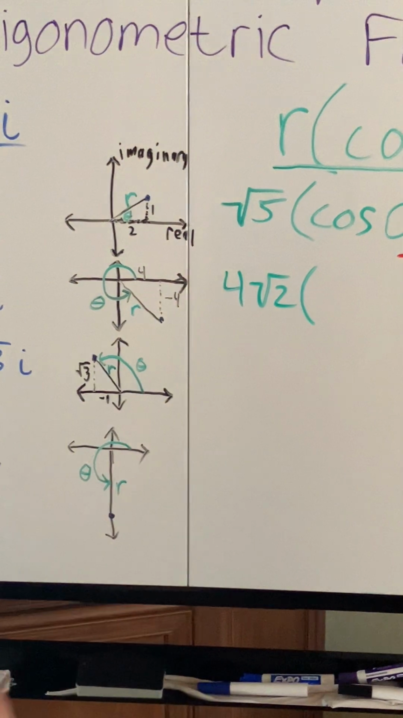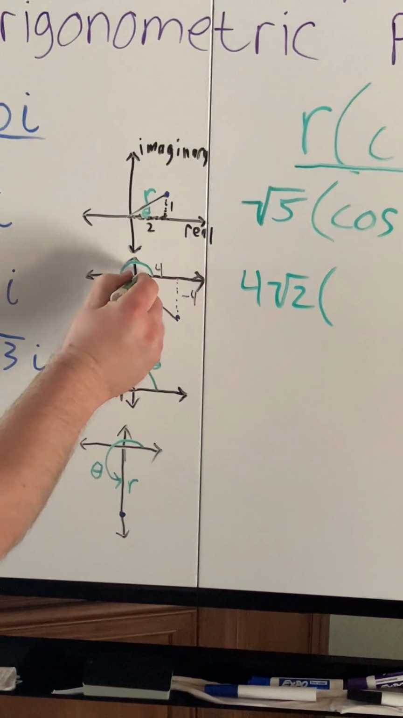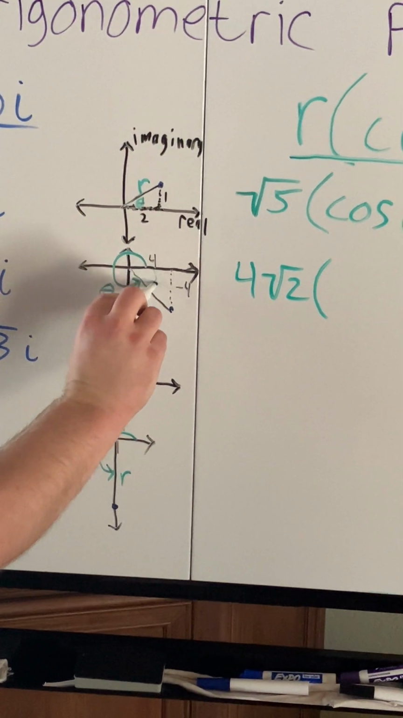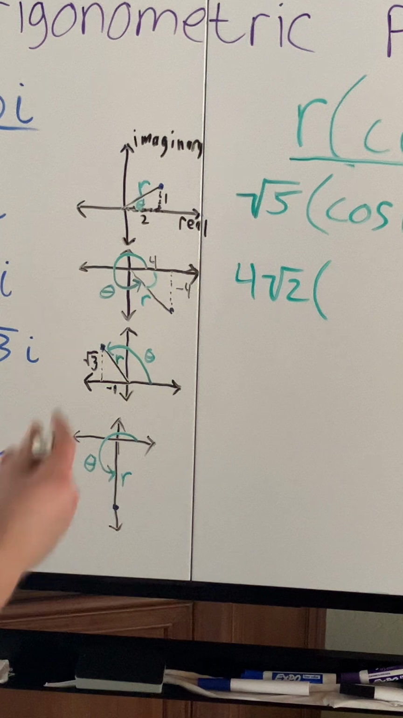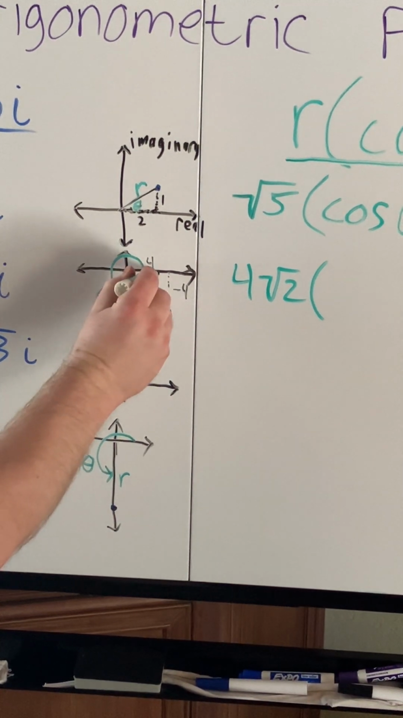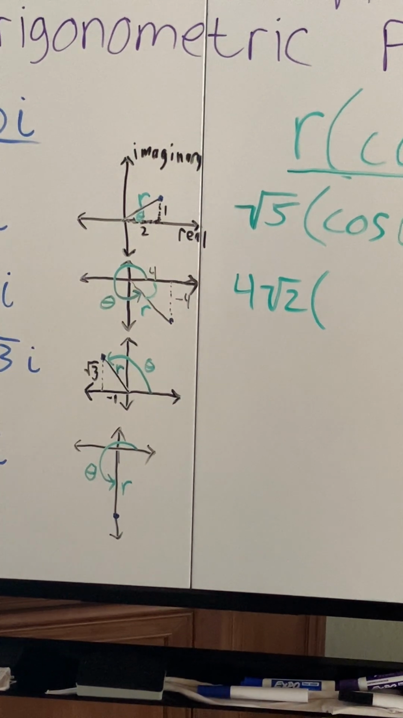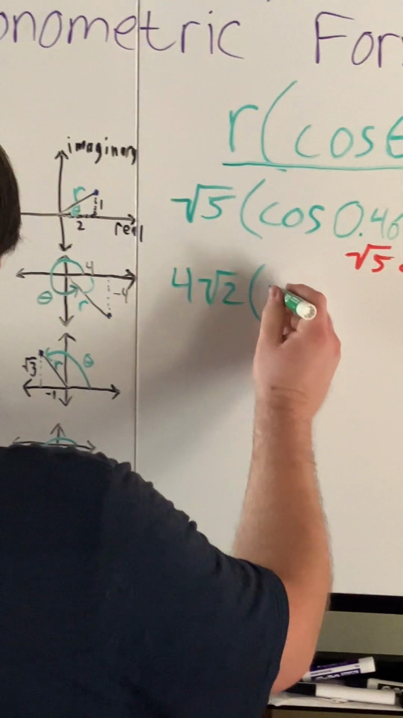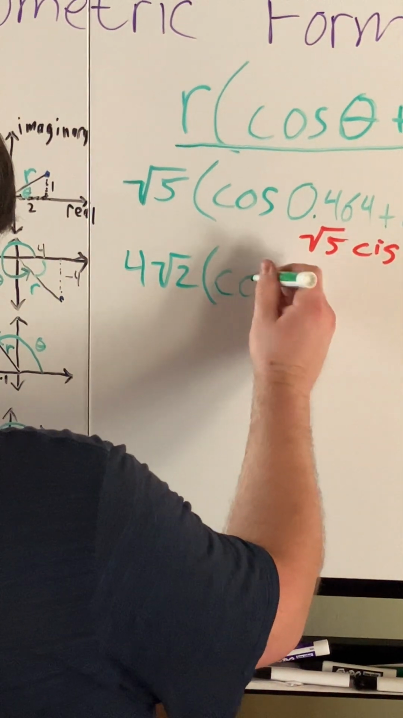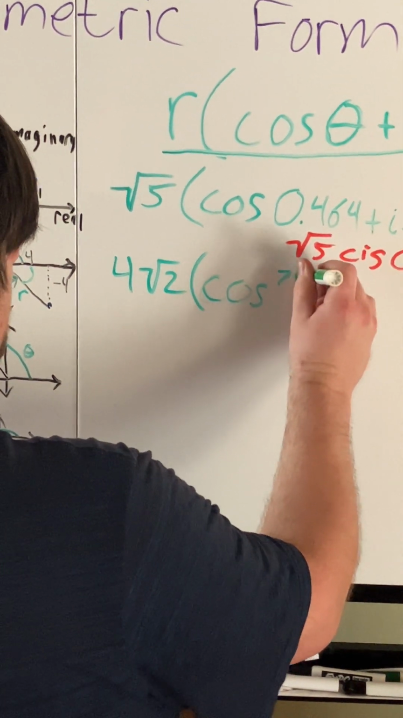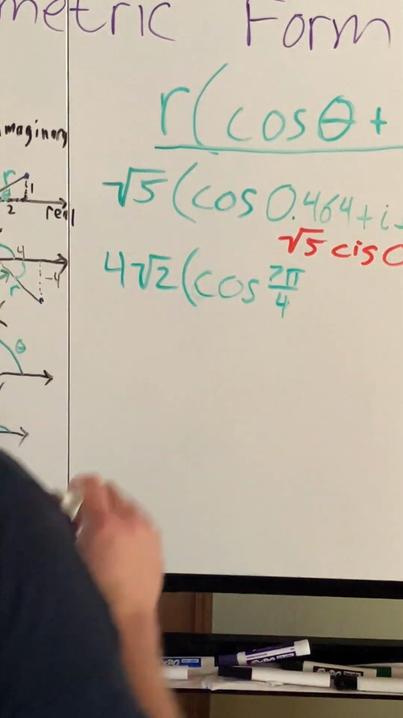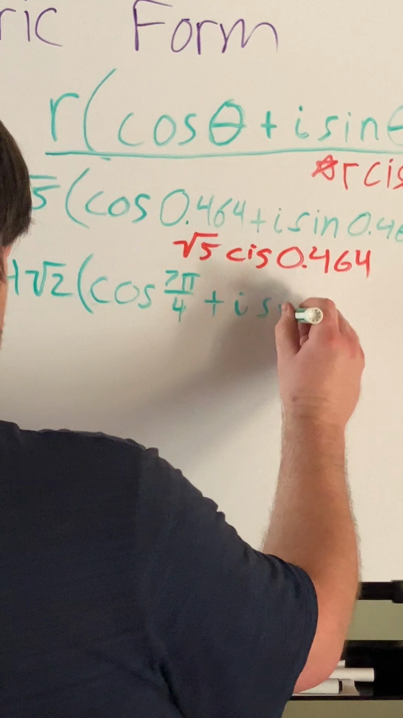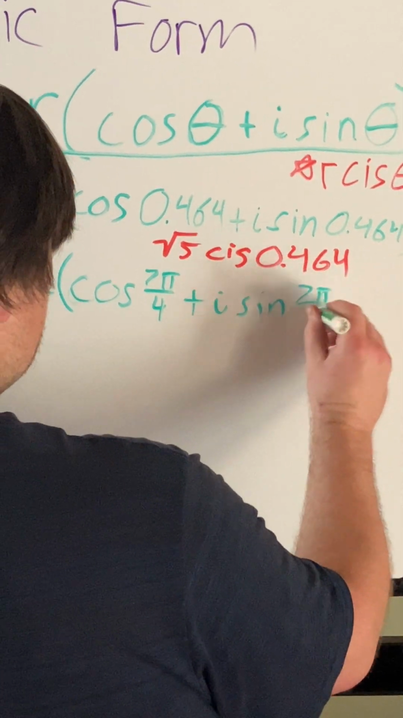Times, now theta, you can either express theta as this angle here, or you could say this negative angle right here. We're going to keep them positive for this video. We know that's 45 degrees or pi over 4. So that means this theta value is going to be 7 pi over 4. So we're going to have cosine 7 pi over 4 plus i sine 7 pi over 4.